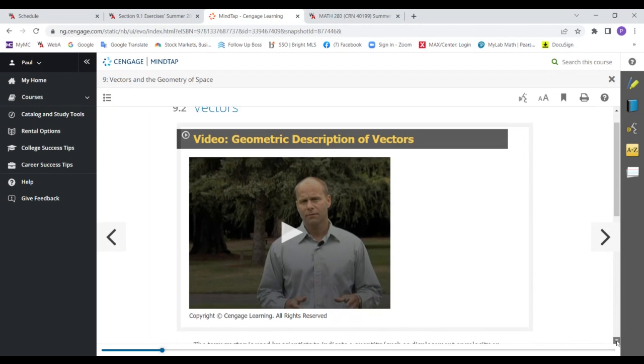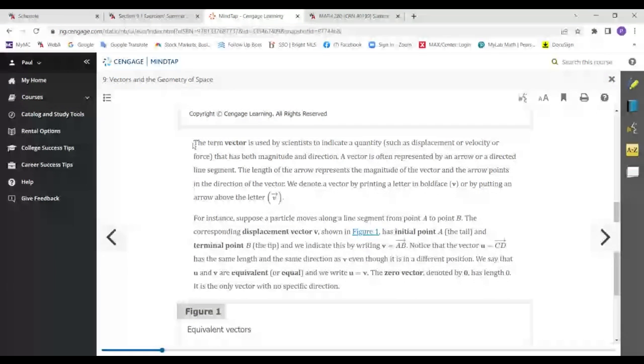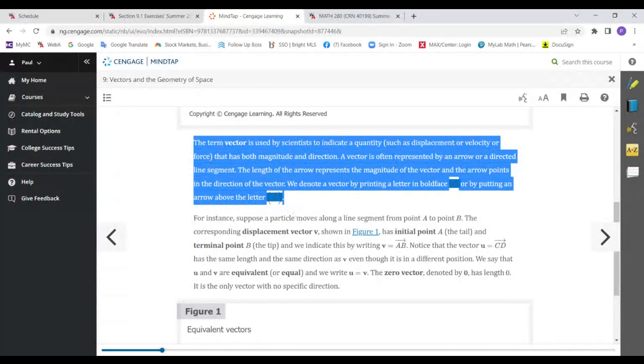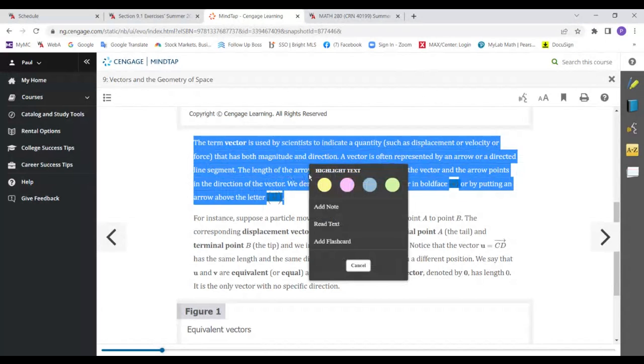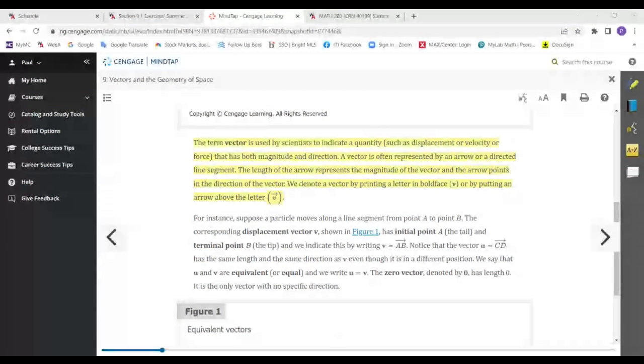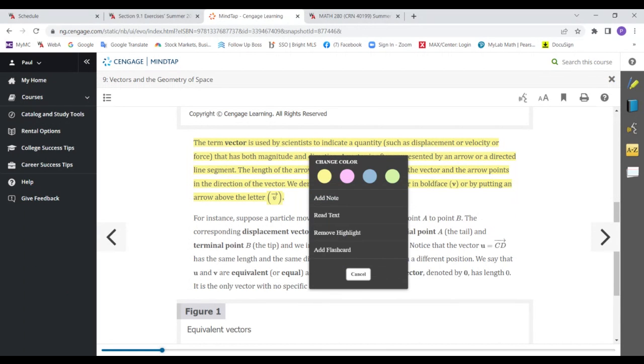Let's remind ourselves what defines a vector. The term vector is used by science to indicate quantities such as displacement or velocity or force that have both magnitude and direction. A vector is represented by an arrow or directed line segment. The length of the arrow represents the magnitude of the vector, and the arrow points in the direction of the vector. This is something that is important to recognize here.